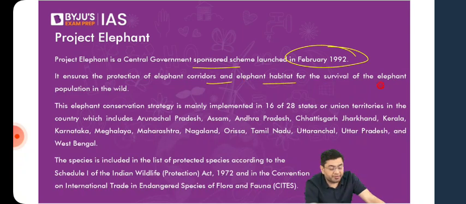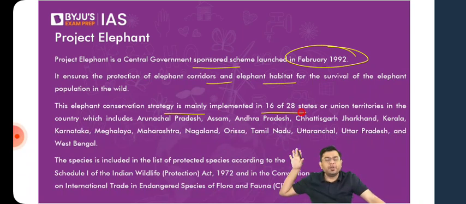Elephant conservation strategy is mainly implemented in almost all the states where you will find these elephants. Elephants are found in the eastern part of the country and the northeastern stretches. Then you will find them in the central stretches, and you'll find the presence of elephants in almost all the southern states. It is protected as per Schedule 1 of the Wildlife Act and also protected from trade as per CITES.